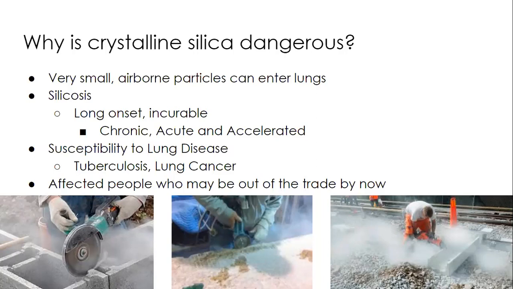There's three types: chronic, acute, and accelerated. They all happen at different stages. Chronic is an extended exposure to a small amount of silica over a long time, and accelerated is a short exposure to a large amount, and that is rapid onset, and that can happen very quickly in a matter of weeks or months. It also makes you more susceptible to lung diseases like tuberculosis and lung cancer. So it's effectively weakened your lungs because it's more or less crystallized them as those particles enter your lungs.